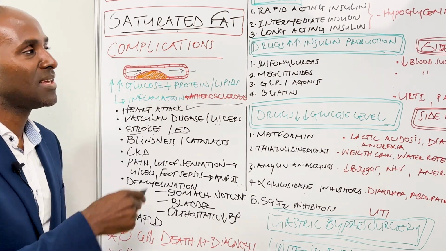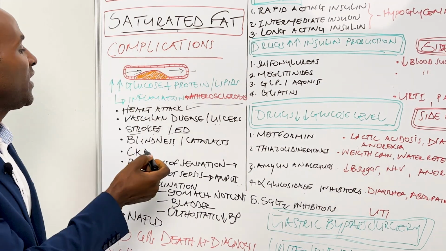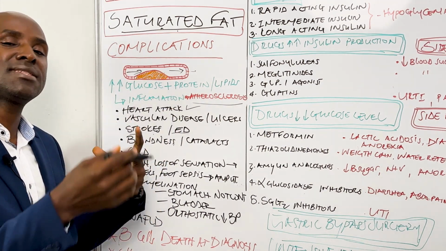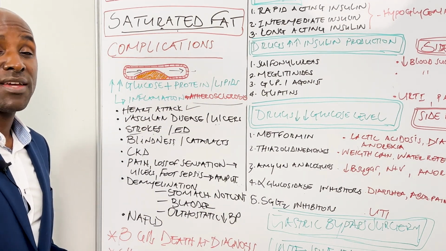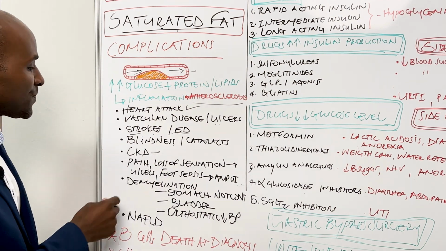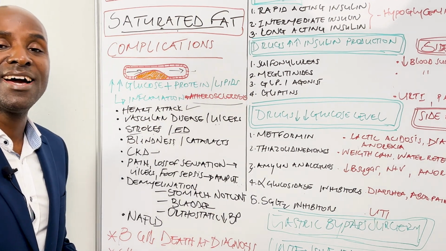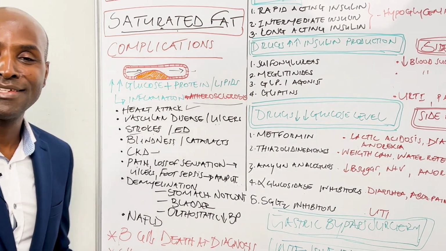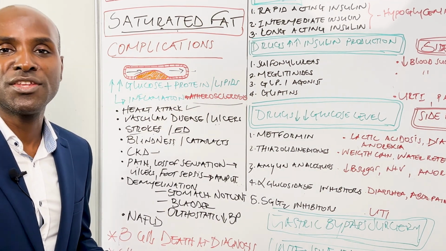Chronic kidney disease. I did mention how the glucose starts passing through. Not only that, there are some protein deposits being deposited into the glomeruli that are going to affect the kidneys, and you end up with chronic kidney disease. Now, you may have pain, loss of sensation, or what we call paresthesia. That's what happens in diabetes. One of the complications is the loss of sensation or pain.